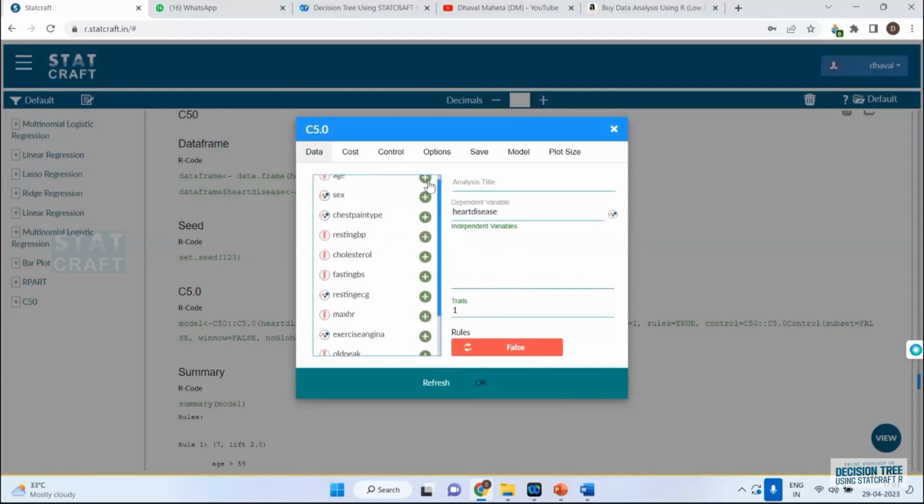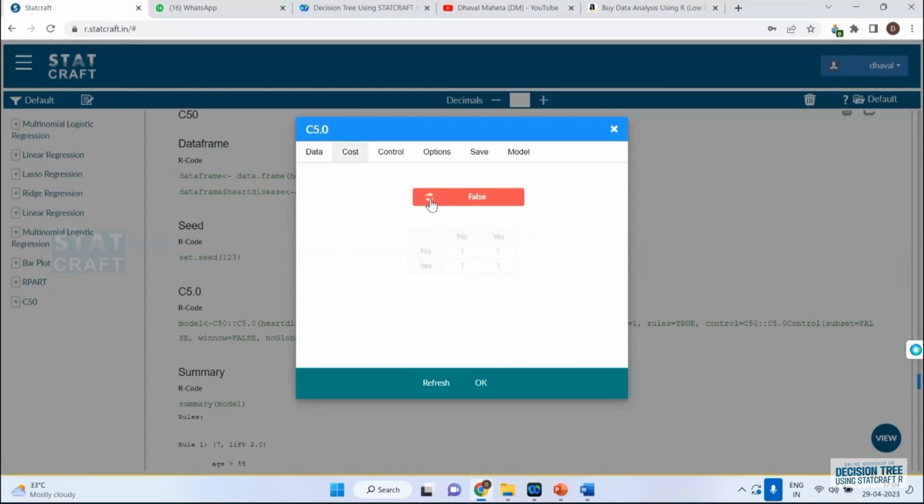Then I'll consider age, resting blood pressure, cholesterol, and maximum hours of exercise. Rules, you can say true. Rules we want. Cost. See, I'm having an option. I can change the cost from here. I can give the different cost here.